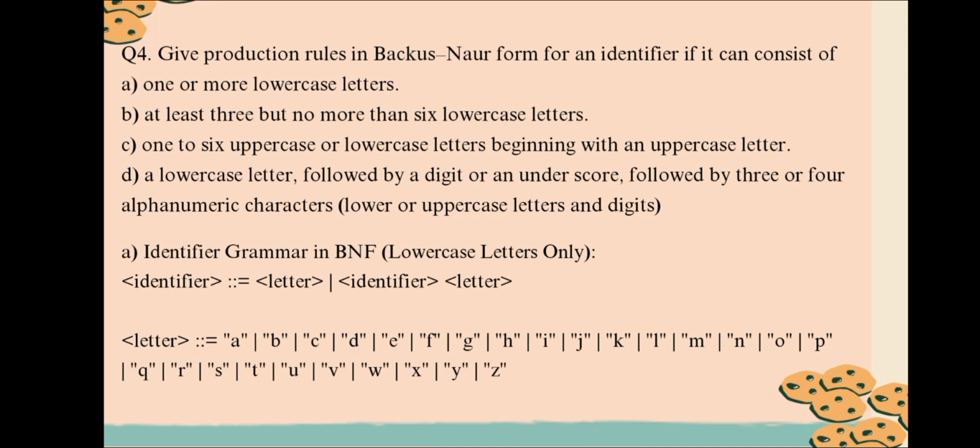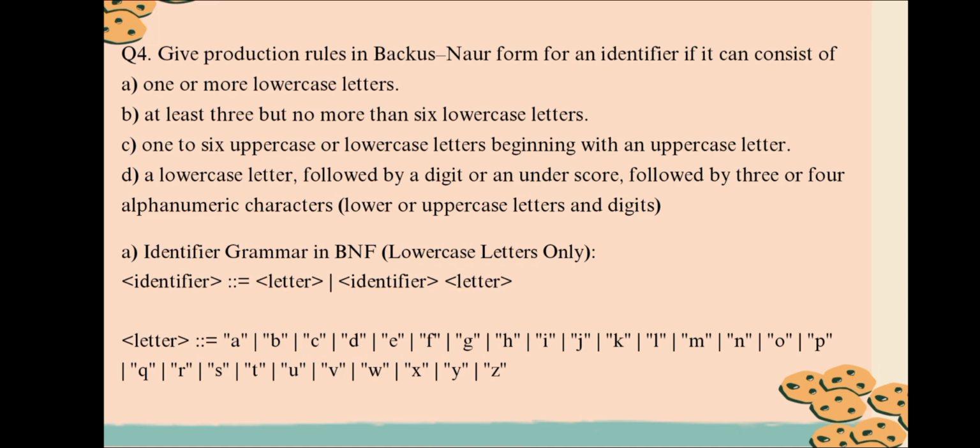In this question, we are given production rules in Backus-Naur form for an identifier. It can consist of one or more lowercase letters; at least 3 but no more than 6 lowercase letters; 1 to 6 uppercase or lowercase letters beginning with an uppercase letter; or a lowercase letter followed by a digit or an underscore followed by 3 or 4 alphanumeric characters, lower or uppercase letters and digits. These are the four questions given. We have to give production rules in Backus-Naur form for an identifier.